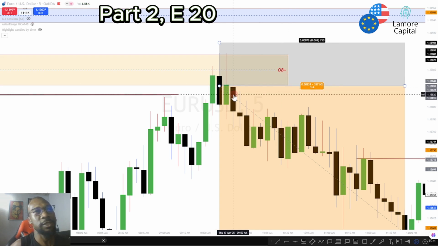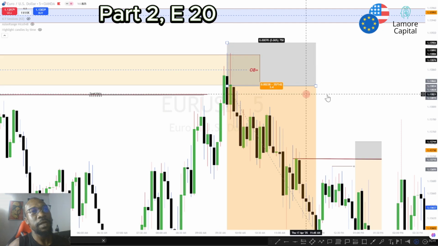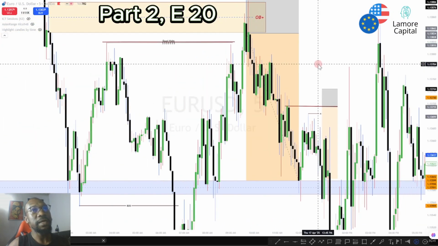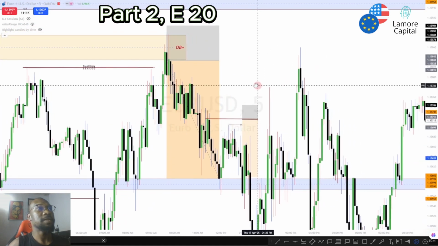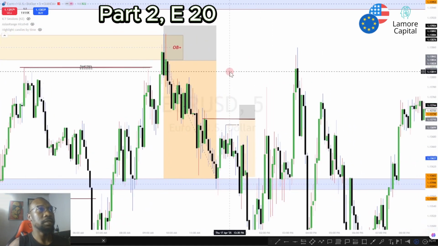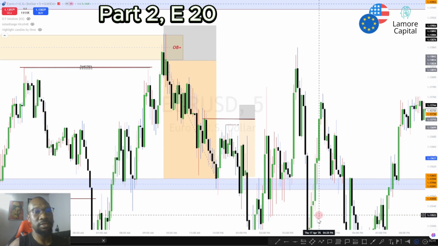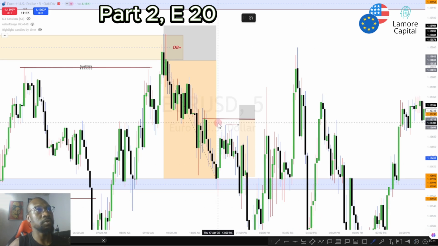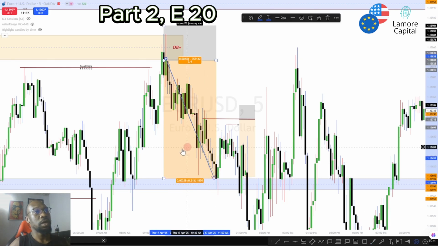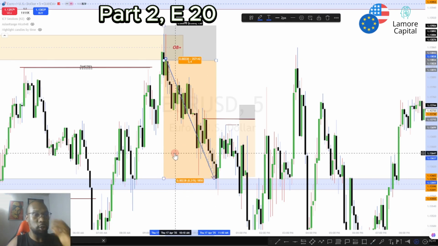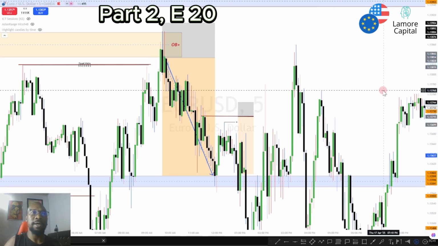I entered on this particular candle, and irrespective, the market actually respected our order block, and we rallied this trade from this particular zone here to this zone, and it gave us a 4:1 RR.